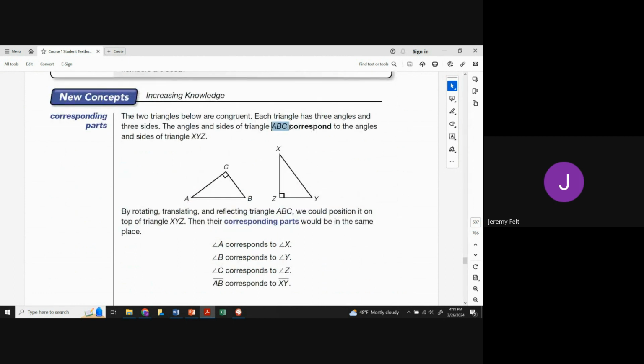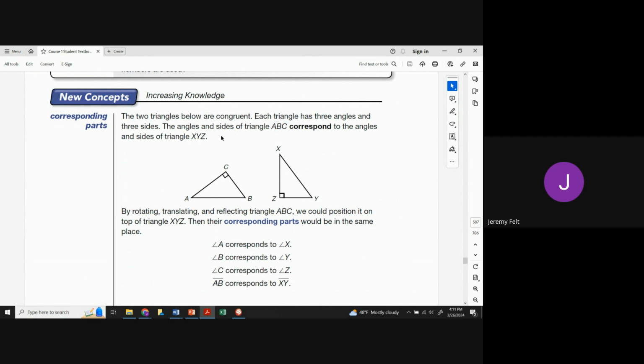So ABC, XYZ. X is our starting point. So X is first, A is first. So those have to correspond. B, okay, B is down here. Y is down here. So B and Y have to correspond.